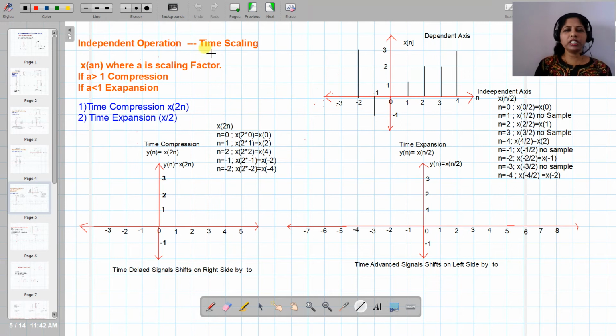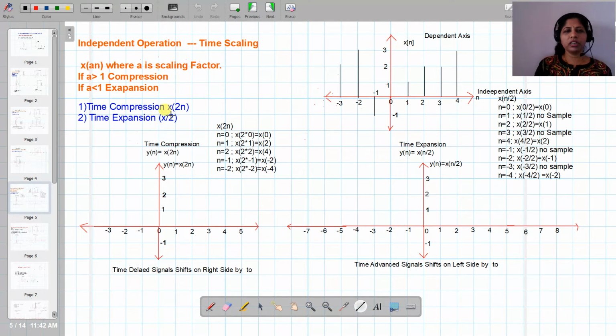The third type of independent operation is time scaling. Again in time scaling there are two types: time compression and time expansion. For time scaling, the mathematical equation is x of a n, where a is the scaling factor. Based on this scaling factor, the type depends. If a is greater than 1, it means compression; if a is less than 1, it means expansion. For example, this is our original signal x of n, on which we have to perform the time scaling operation. The first time scaling operation is time compression.